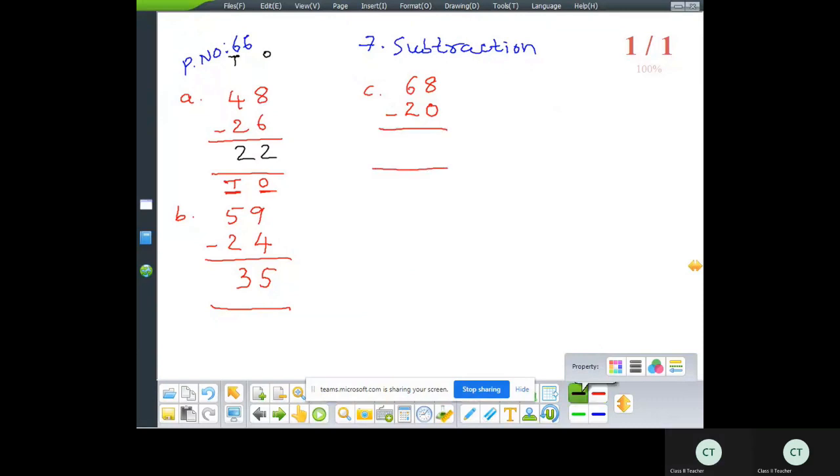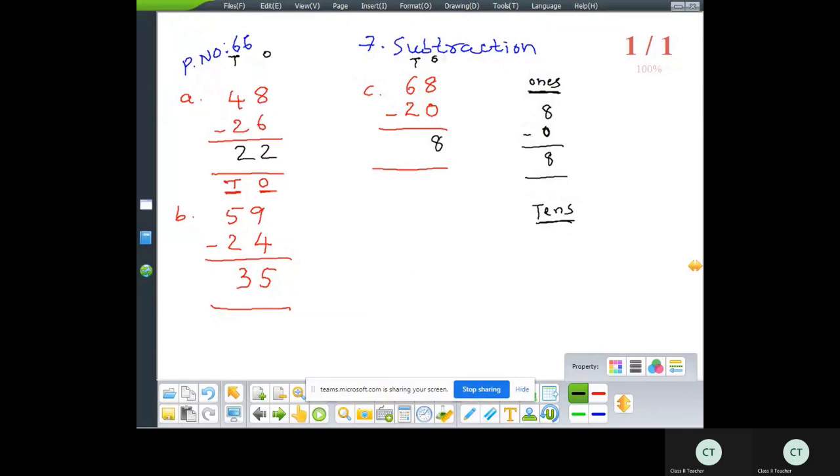Given numbers are 68 and 20. For given numbers, we write the place values, 1 and 10. First, we do subtraction on 1. The digits are 8 and 0 in 1's place. 0 is subtracting from 8. 8 minus 0 is 8. Now, subtracting on 10.